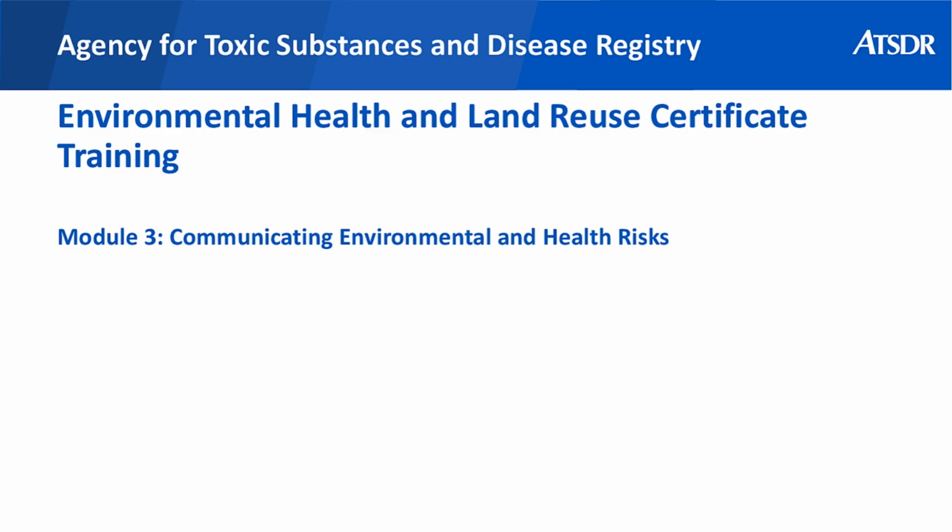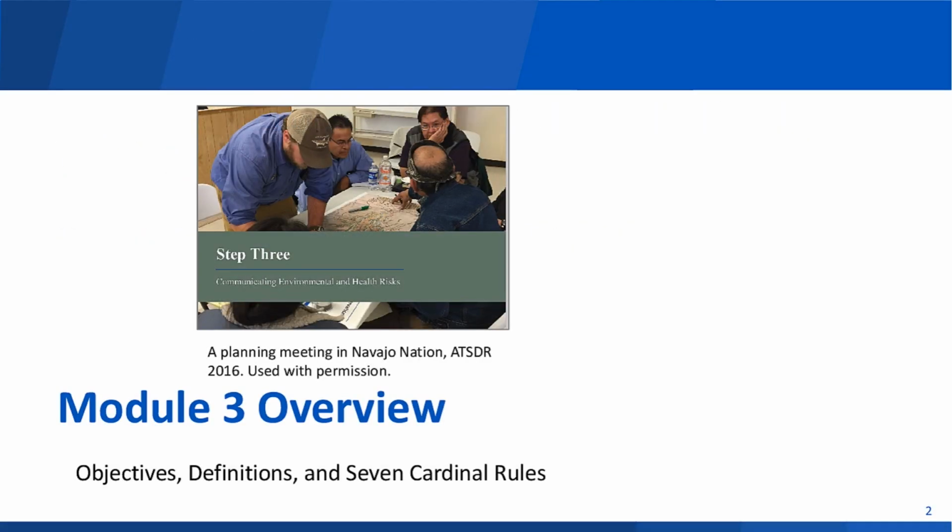Hi, I'm Laurel. Welcome to Module 3, Communicating Environmental and Health Risks. Communicating environmental and health risks is step 3 of our 5-step land reuse model. We'll start with an overview that includes module objectives, risk communication definitions, and the 7 cardinal rules of risk communication.